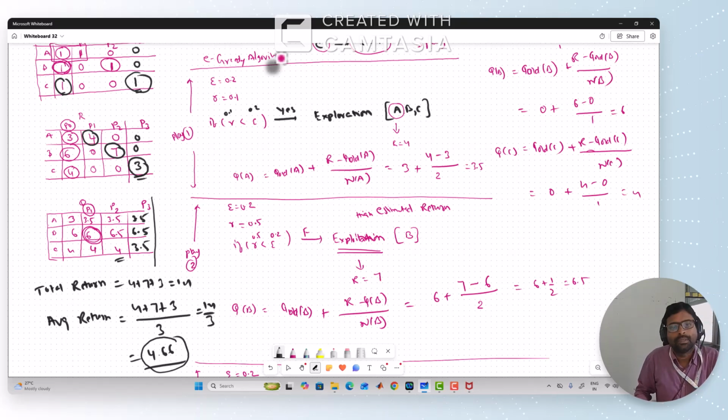So this is how your epsilon-greedy algorithm works. This is how your epsilon-greedy algorithm suggests to the players which machine they can choose to play in a casino. So this is related to the multi-armed bandit problem. And I hope you understand these calculations.